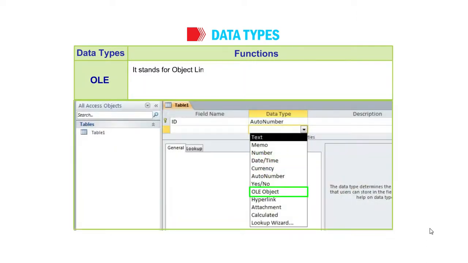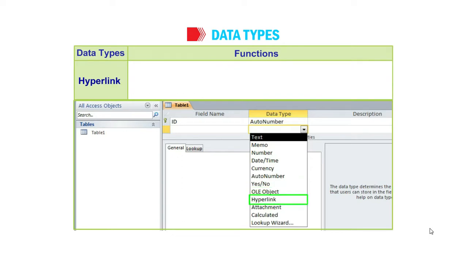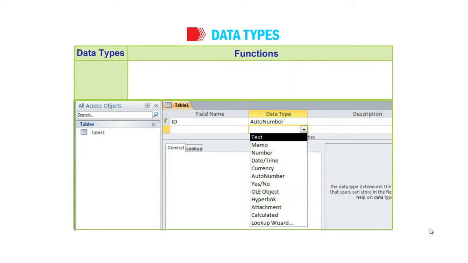OLE. It stands for Object Linking and Embedding. It is used to embed an object created in another application, such as a Microsoft Word document, Excel spreadsheet, or PowerPoint presentation into the Access table. It stores up to 2 GB of data. Hyperlink. The hyperlink data type can store links to web pages, websites, files on an intranet or LAN on your computer. It stores up to 1 GB of data.